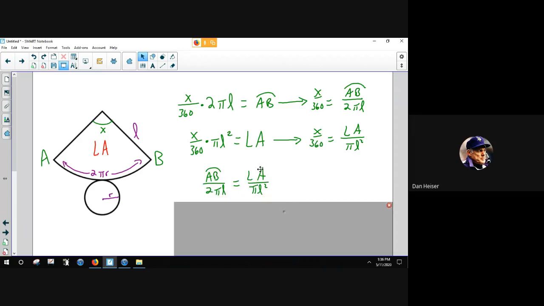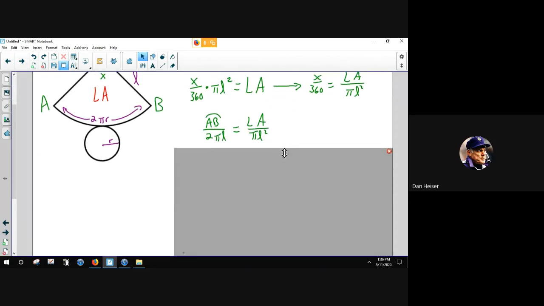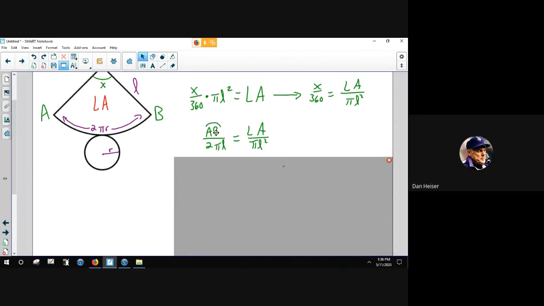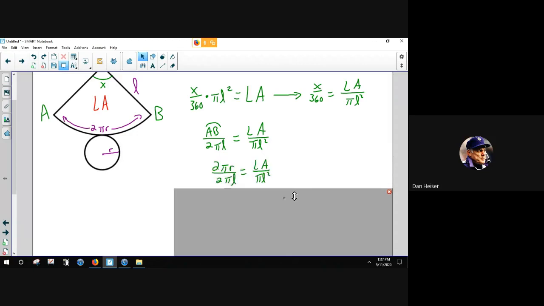And our goal is to get lateral area all by itself. So before I do that, I'm going to substitute 2 pi r in for AB. Now we bring this circle into play. We know that this circumference is equal to this distance. So I'm going to plug 2 pi r into this spot. And I can see that the 2 pi's will now cancel.